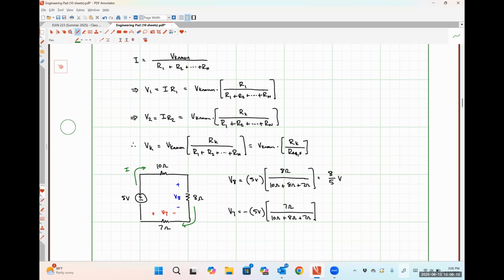Exactly correct. So now I will have negative 35 over 25, which should be negative 7 over 5. And we've solved for those two voltages without ever bothering to solve for the current directly.